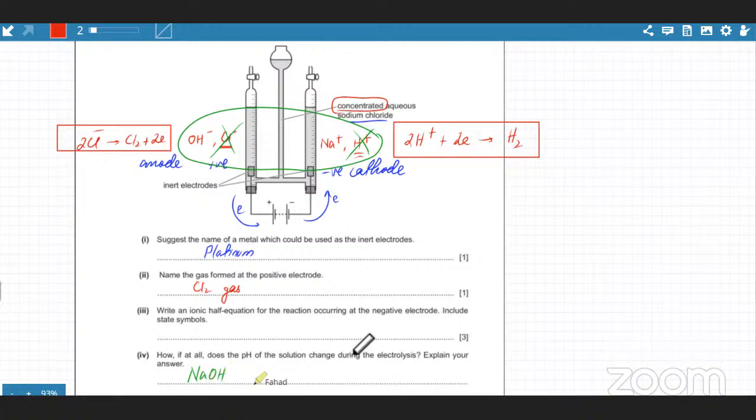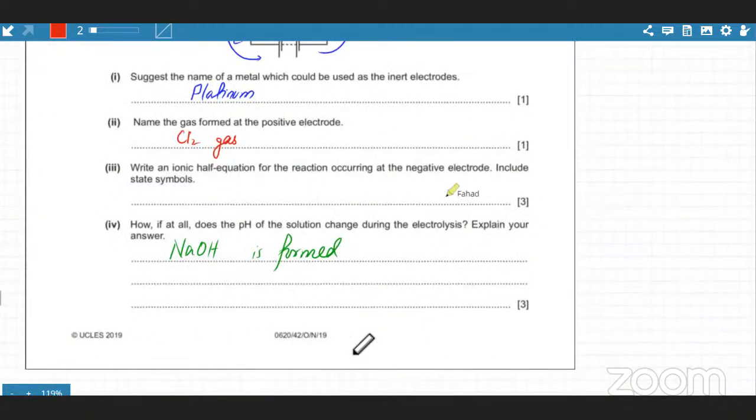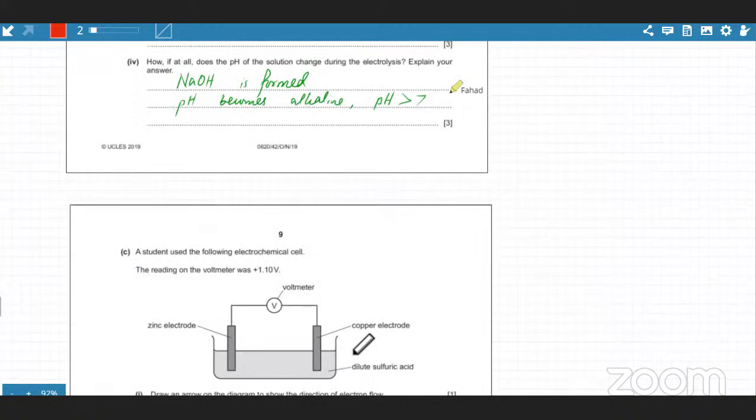So what changes to the solution, if at all? What are the pH changes? Explain your answer. NaOH is formed, which is an alkali, obviously. So the pH becomes alkaline, meaning that the pH value increases above 7. Previously, it was NaCl, it was salt, so that was neutral, but now the pH is much greater than 7.